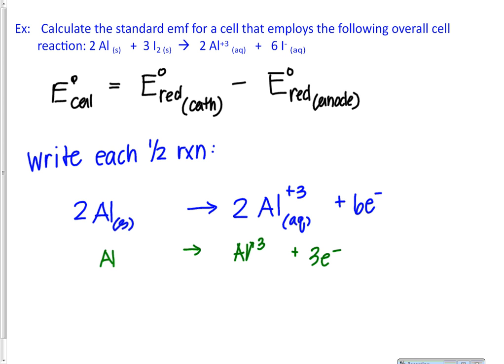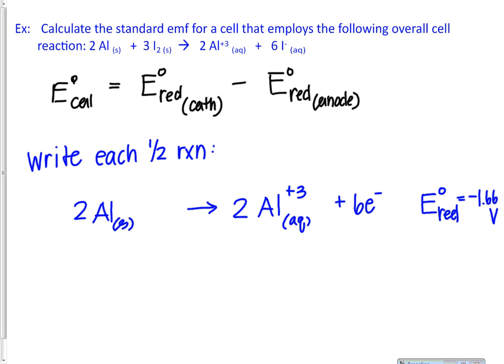But remember, these cell potentials are independent of amount. So you use the value as is. So look up in your textbook what that value is, and you should see a number of negative 0.166 volts. Now we want to look at the other half reaction.